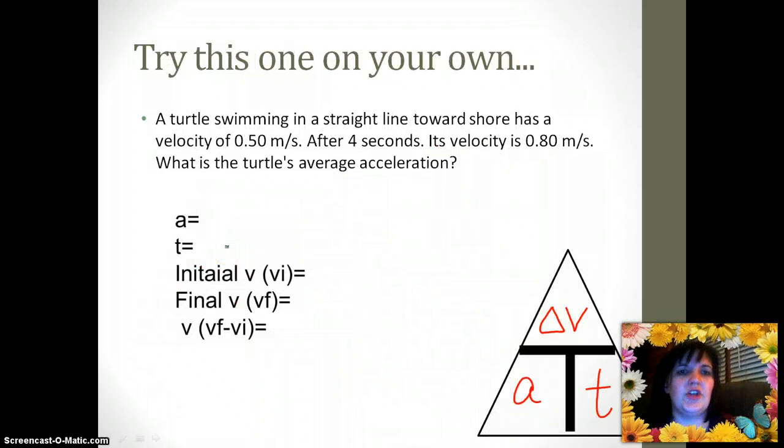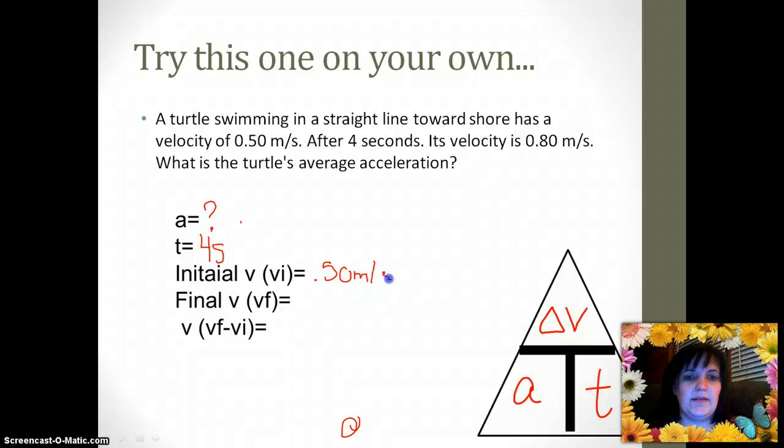One more. We have a turtle swimming in a straight line towards the shore. He has a velocity of 0.50 meters per second. After 4 seconds, its velocity is 0.80 meters per second. What is the turtle's average acceleration? So my problem tells me I'm solving for acceleration. It takes the turtle 4 seconds. He started at 0.50 meters per second. He ended at 0.80 meters per second.